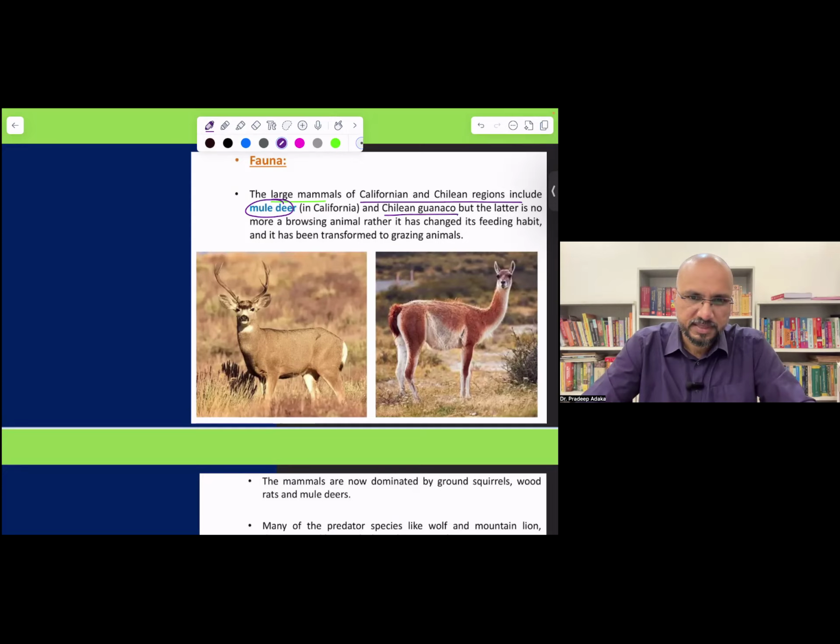They belong to the camel family. So Chilean guanaco and llama, these are the two related to the camel. The Chilean guanaco is characteristic. Llamas are characteristic of temperate grassland. Guanaco is characteristic of this chaparral biome.